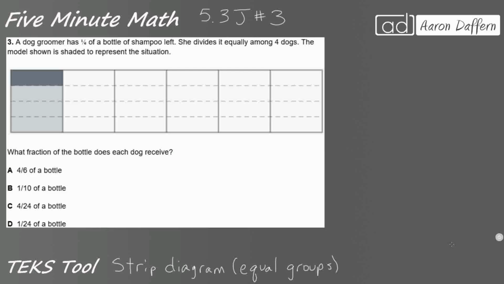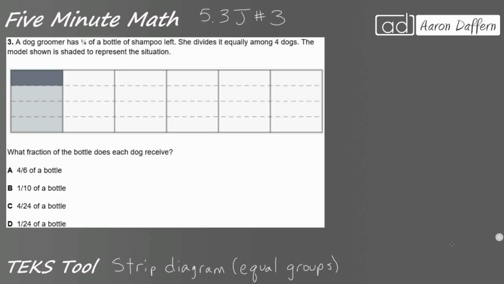Today we are looking at the TEKS tool strip diagram. We are working with equal groups with a problem related to TEKS 5.3J, and we will solve it in 5 minutes or less. If you haven't done so already, please go ahead and take a moment to pause the video, work this problem out on your own, or unpause it, and we will look at our answers together.